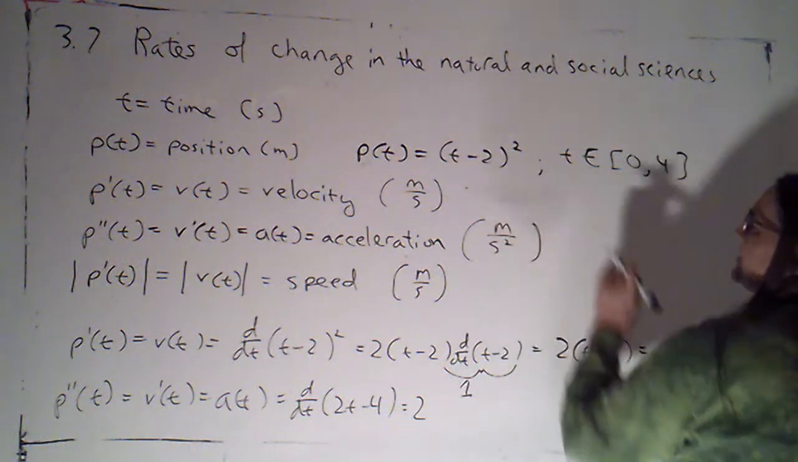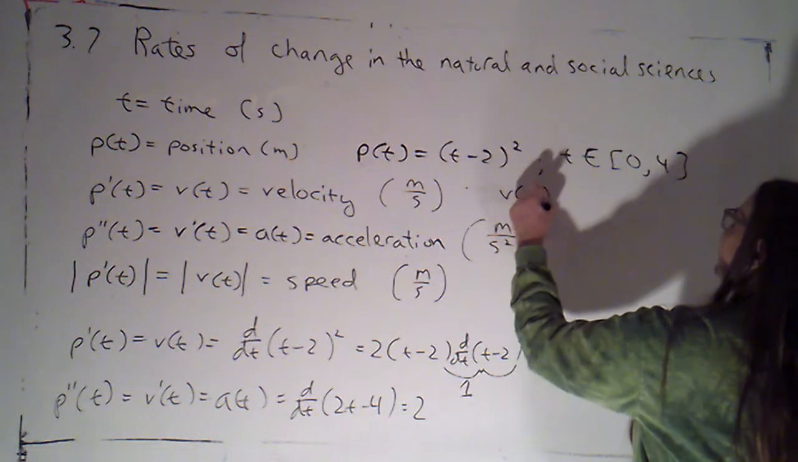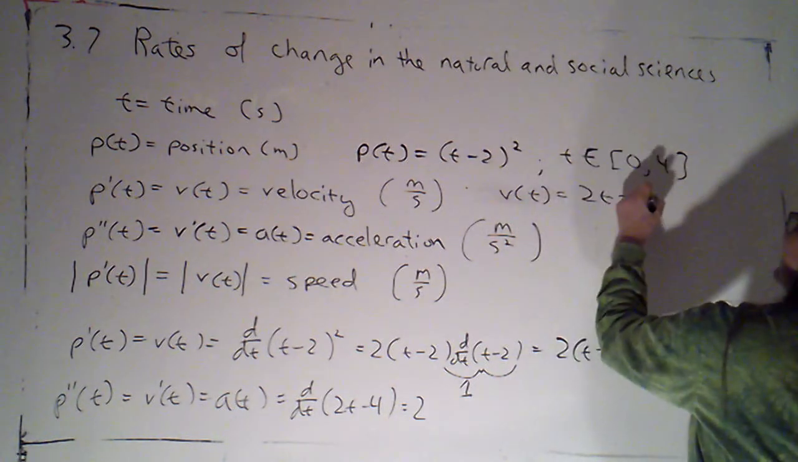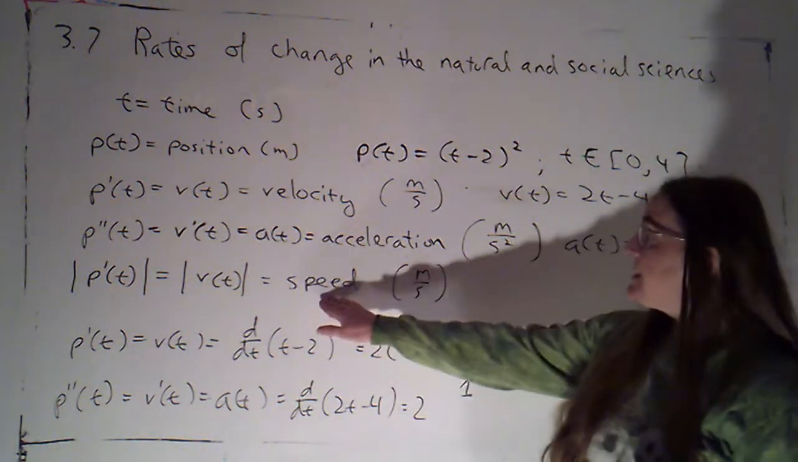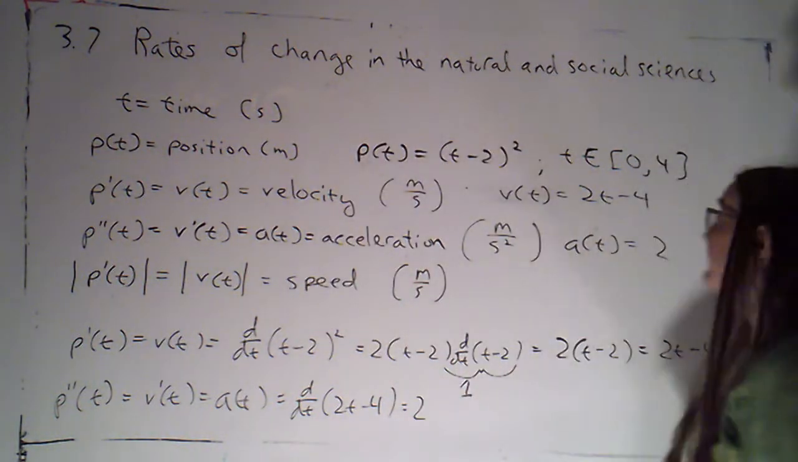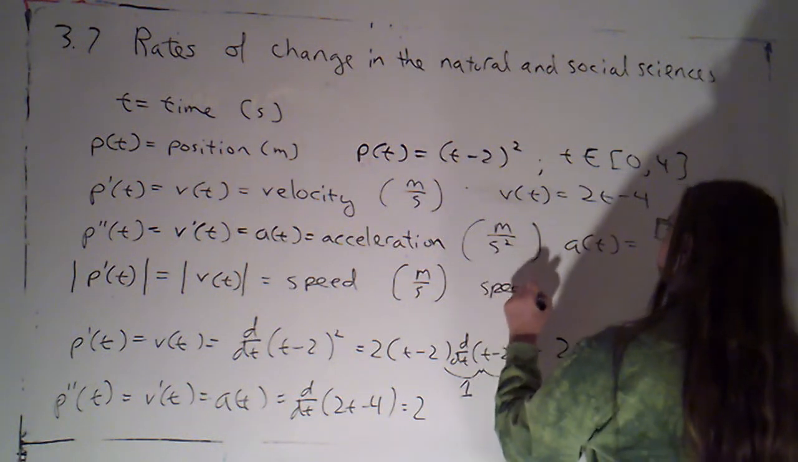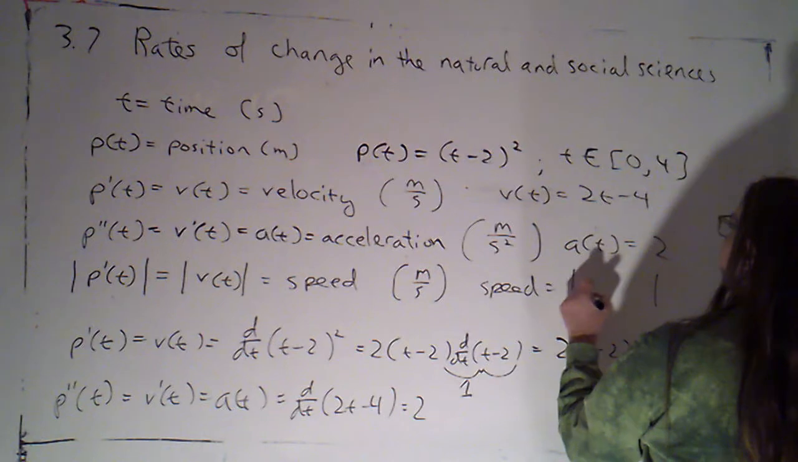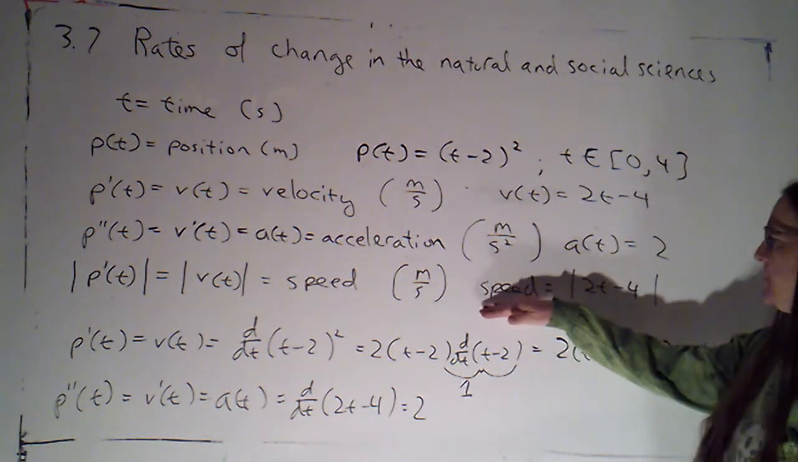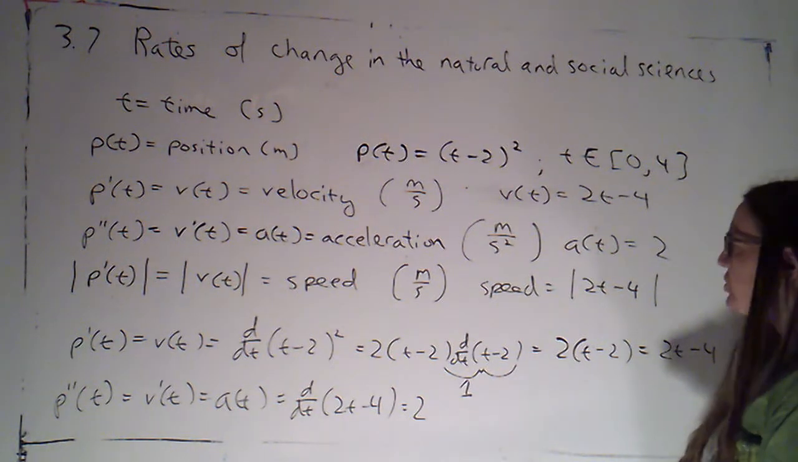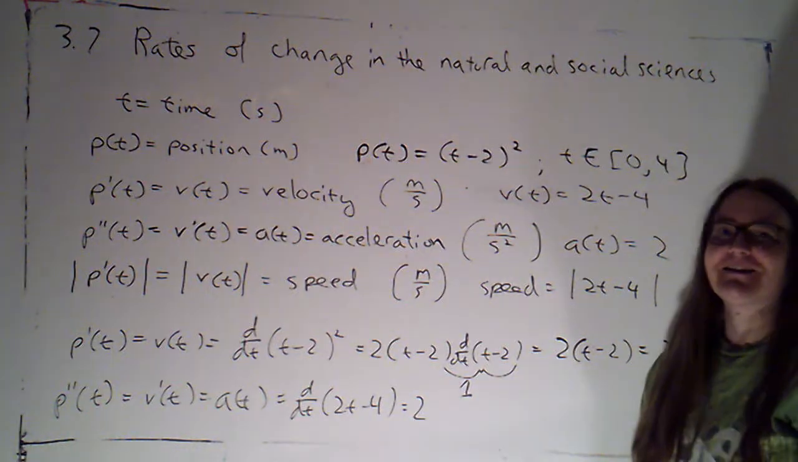I'm going to adjust this. It looked like I said meters per second was equal to this. I meant to say velocity was equal to this. So velocity was 2t minus 4. Acceleration is 2. And speed, we said, was just the absolute value of velocity. So that's going to be the absolute value of 2t minus 4. I didn't give a special name to the speed function, so I can either write out speed or I can write absolute value of velocity.